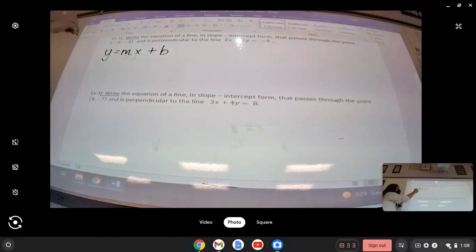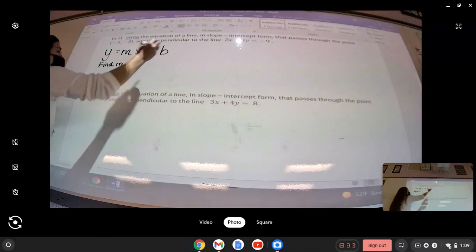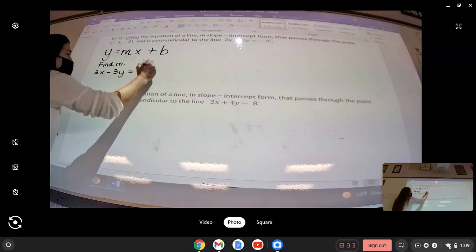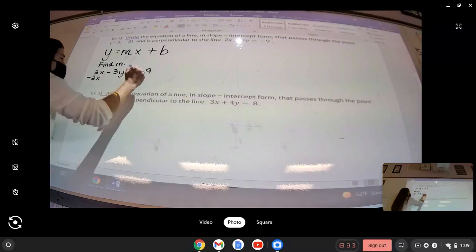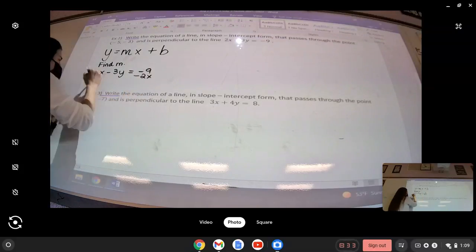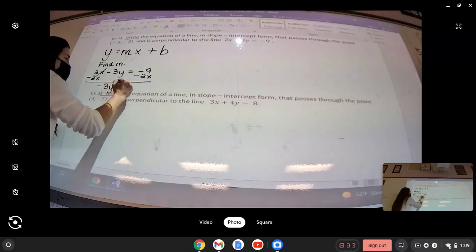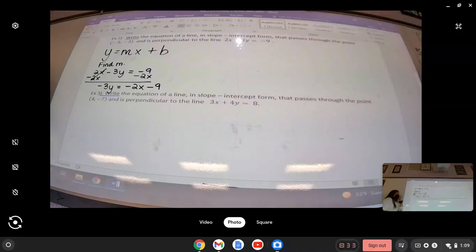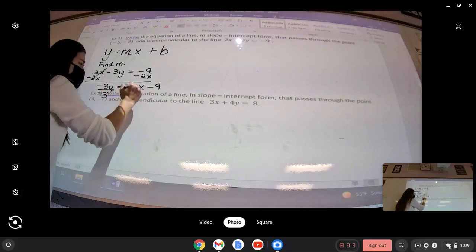No, we've got to get y by itself. So let's find our slope. Let's take this line, 2x minus 3y equals -9, and get y by itself so we can figure out the slope. Now, we've been training for this. We know what to do. Move everything away from y. Don't forget to reduce everything down. Divide by -3. Again, I don't feel like I should have to show you this. Hopefully you're okay.